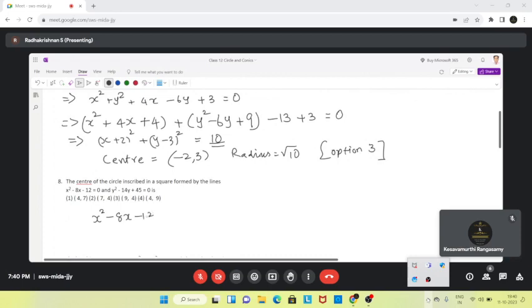Okay, x square minus 8x minus 12 is equal to... if it is given like this and they say this is a line, that means we have to factorize it. So x minus 6 into x minus 2 equal to 0. I factorized it. Okay, this becomes, sorry, 8x minus 12, right?